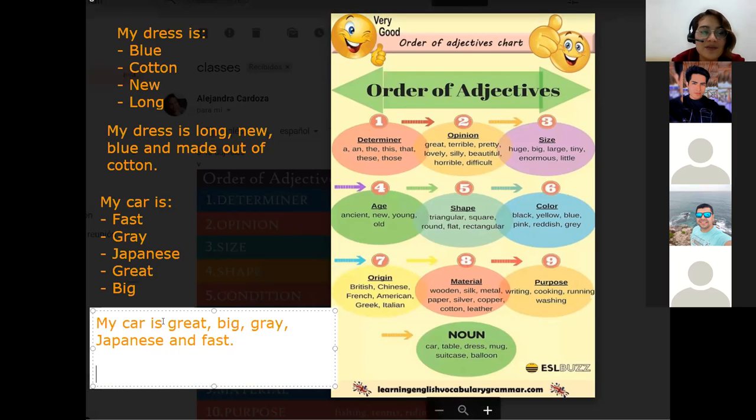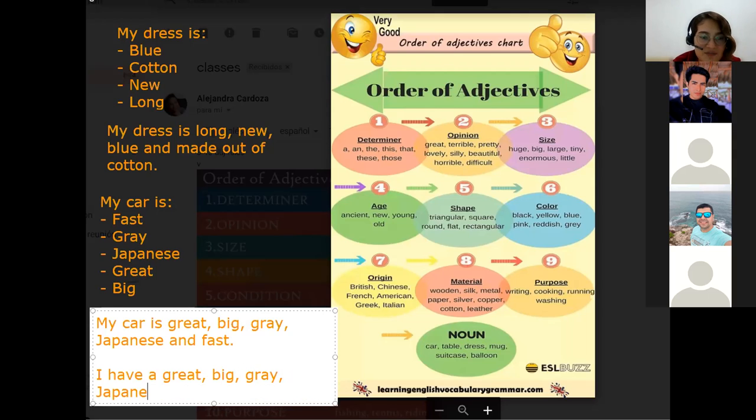Otra manera de decirlo, y que sería la manera más usual de cuando estemos hablando de algo así, es: I have a great, big, gray, Japanese, fast car. Right? Otra manera de decirlo. Usualmente, esto es un ejemplo, right? Usualmente no vamos a describir tantas cosas de algo nuestro, pero este es el orden en el que lo haríamos. Por supuesto que esto no se espera que se nos quede de memoria, right?